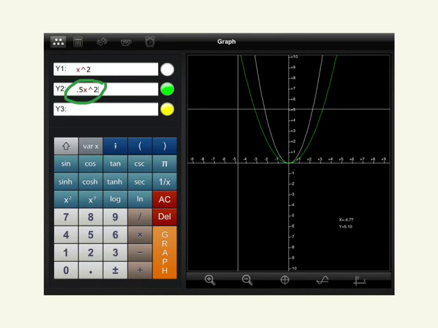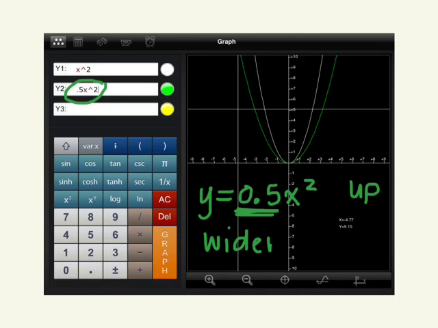Okay, the last equation you looked at was y equals 0.5 x squared. What is the coefficient of x squared here? 0.5, right? Is it positive or negative? The graph opened up, but this time what happened to the shape of the graph? How did the shape change? Yes, it became wider. Okay?